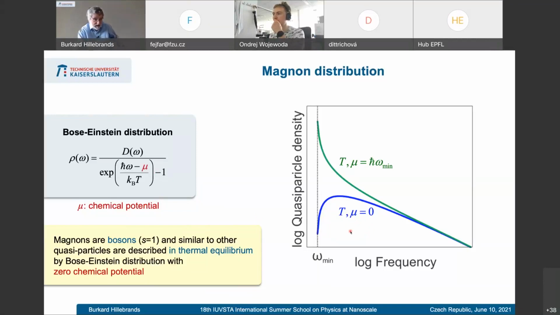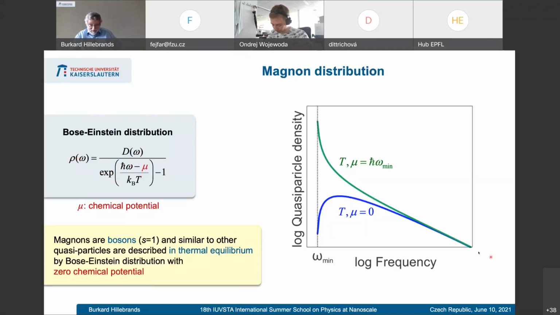Just for curiosity, and I will come back to that a little bit later, what happens if now we have a finite chemical potential? The interesting case is, of course, what happens if h bar omega, so the energy of our magnons, becomes equal to the chemical potential. Then you see this difference here is 0. E to the power of 0 is unity. And then in the denominator, we have unity minus unity. So again, a 0. So we divide the number of states by 0, which means that the density, of course, diverges. And then we get this green curve.